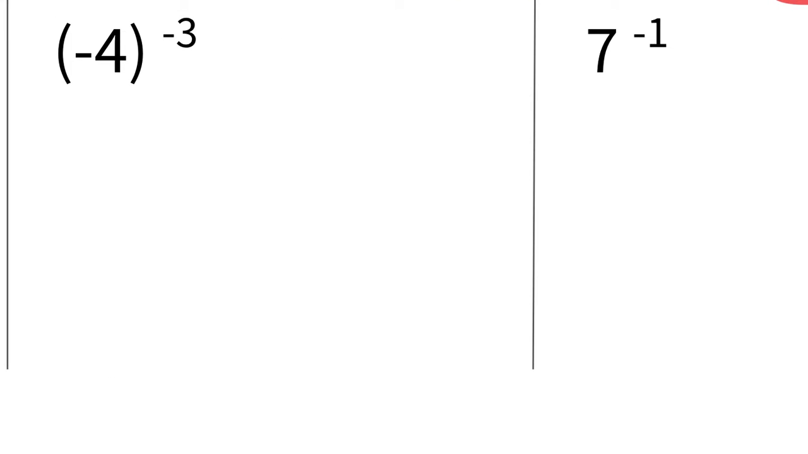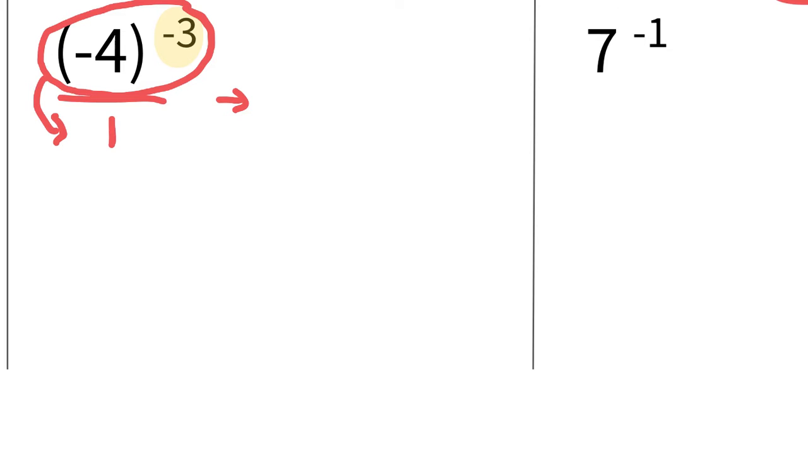For the next example, I have an exponent of negative 3. Now because this is a negative exponent, if I rewrite this as a fraction, I know I have to bring this whole thing with the negative down to the bottom. So it becomes negative 4 to the 3rd, and I'm left with just a 1 on top.